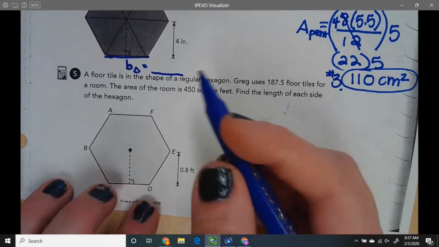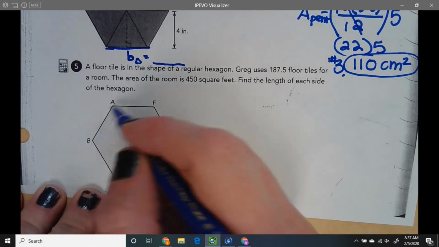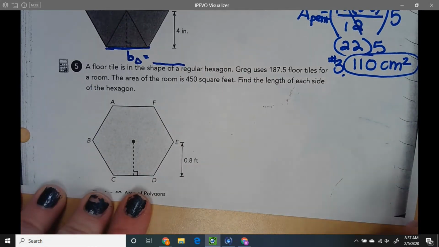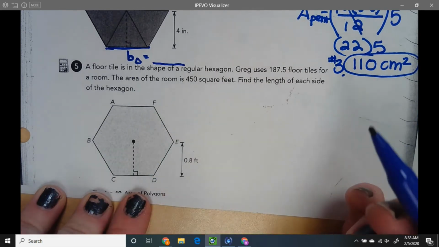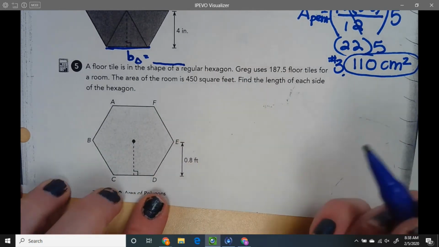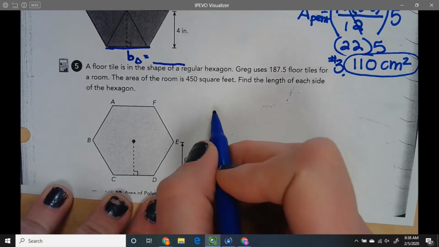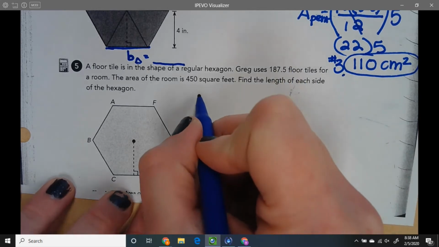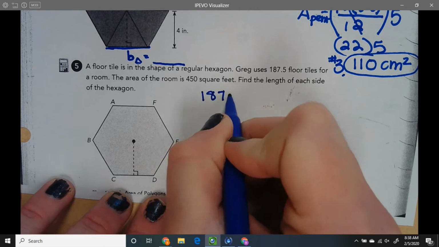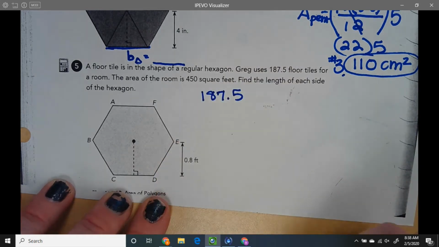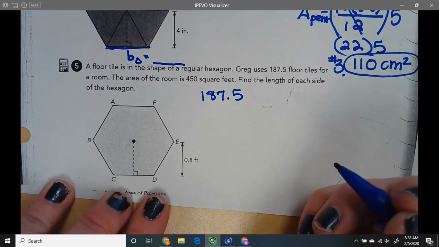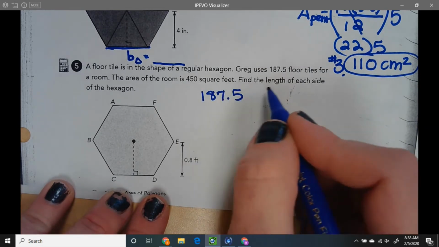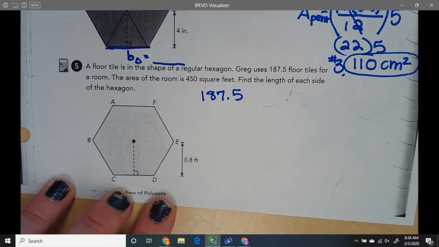Okay, number 5, this right here is a floor tile. So think about tiles in your house. They might be rectangular. This one happens to be a hexagon. It says Greg uses 187 5/10 floor tiles for a room. The area of the room is 450 square feet. Find the length of each side of the hexagon.